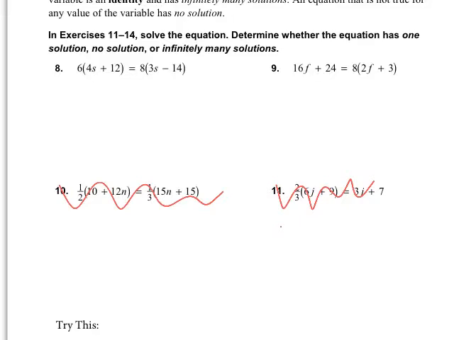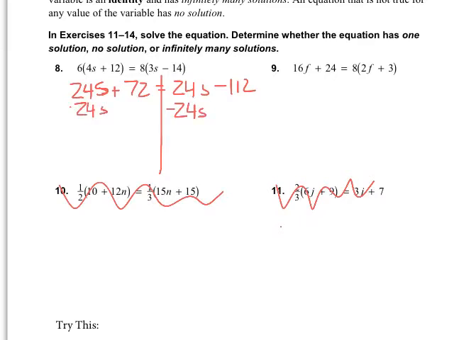So I distribute first, right? I get 24s plus 6 times 12 is 72. On the other side of the equal sign, 8 times 3 is 24s. And what's 8 times negative 14? 112, okay. I need to do an opposite operation to bring my variables to the same side, so I subtract 24s. What's 24s minus 24s? Gone, right? It's completely disappeared. So I have 72 equals. On that side, 24s minus 24s eliminates. I get 72 equals negative 112, okay?